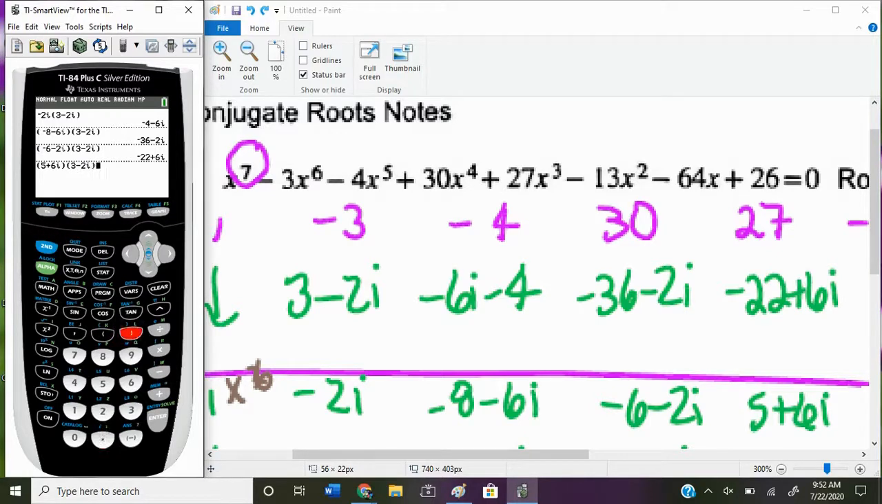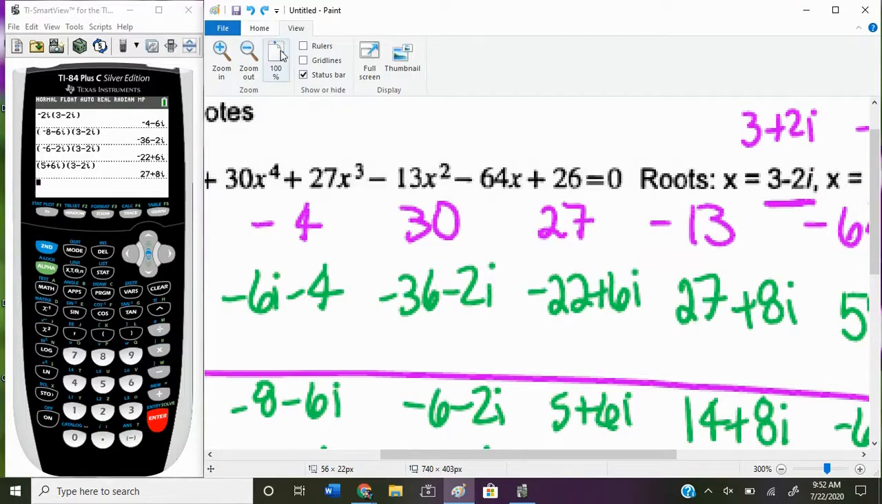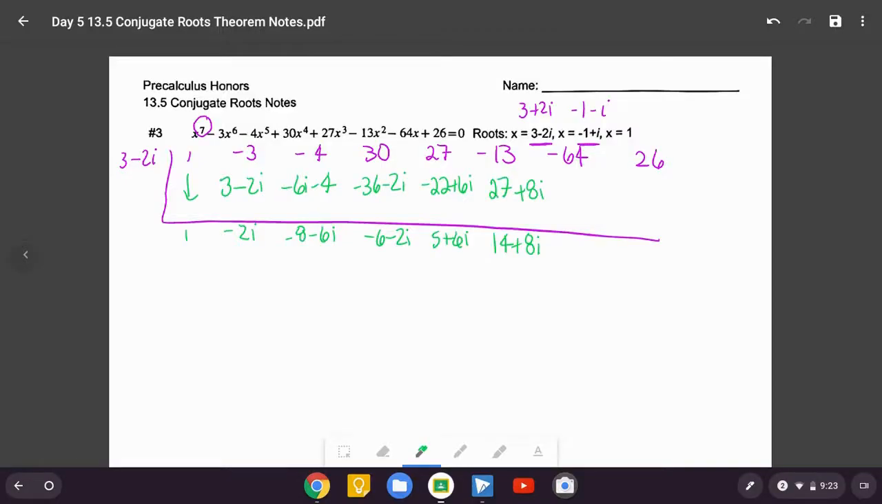You can certainly do these by hand, but I figured this would save us a little bit of time on this lengthy problem. All right, and that's going to give me 27 plus 8i. When I add together, I get 14 plus 8i. And if I multiply, I get 58 minus 4i, which gives me negative 6 minus 4i. And if I multiply, I get negative 26. So that's a good sign. I get a remainder of 0.